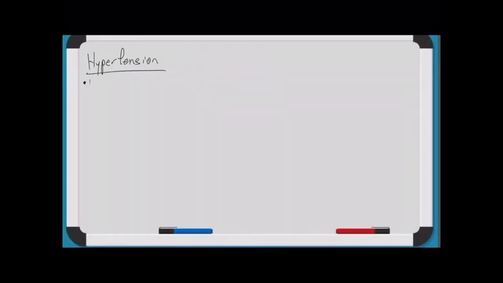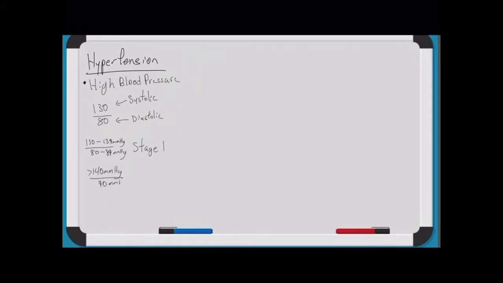Hypertension, or high blood pressure, is measured by a blood pressure cuff and is defined when your systolic number, or the top number, is over 130 and the bottom number, or the diastolic number, is over 80. Stage 1 hypertension is defined as 130 through 139 millimeters of mercury at the top or 80 through 89 millimeters of mercury for the bottom. And stage 2 is defined as over 140 millimeters of mercury at the top number and over 90 millimeters of mercury at the bottom number.